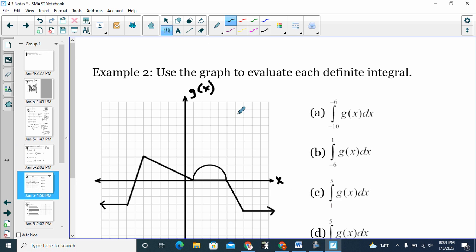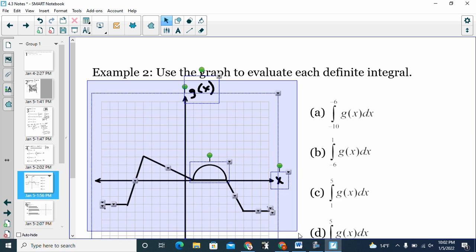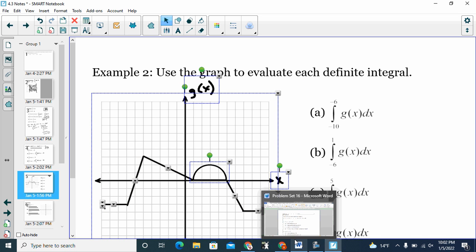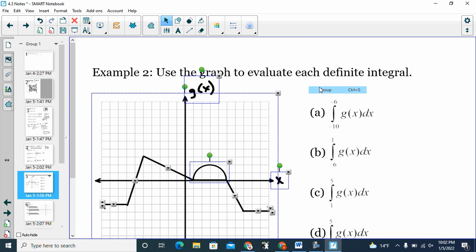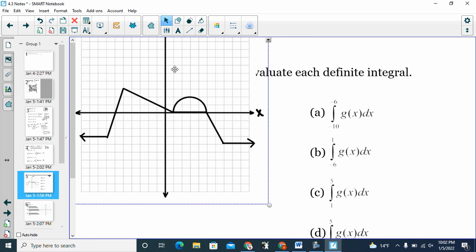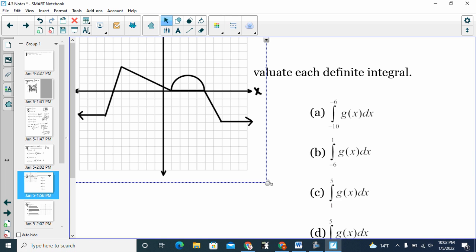These next problems are a little bit more complicated. We are given a graph of g of x, and it's asking questions about the integral of g of x on various intervals. Let me make this a little bigger so it's a little bit easier to see.